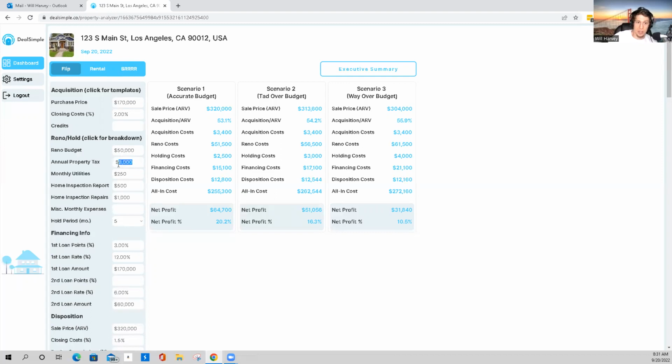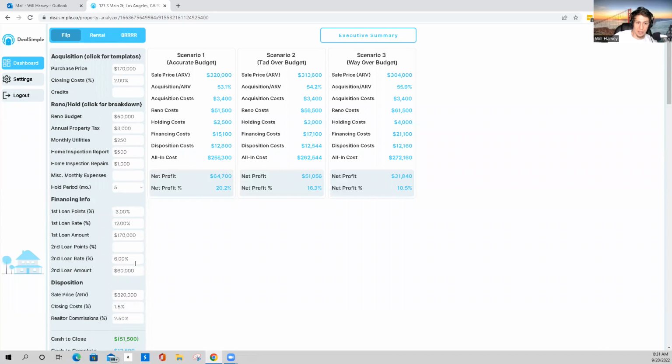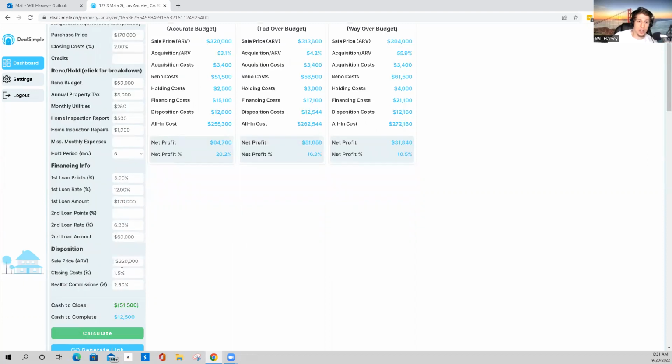So for this, it's 3,000 divided by 12, and that's what you would pay monthly. We have 5 months. So anyway, it comes out to that. Financing costs are anything associated with the hard money loan, and then any HELOC or second loan that you are using. And this factors in points as well as just the interest that's carried over 5 months. Disposition costs are the closing costs when you go to sell it, and then any realtor commissions that you pay.